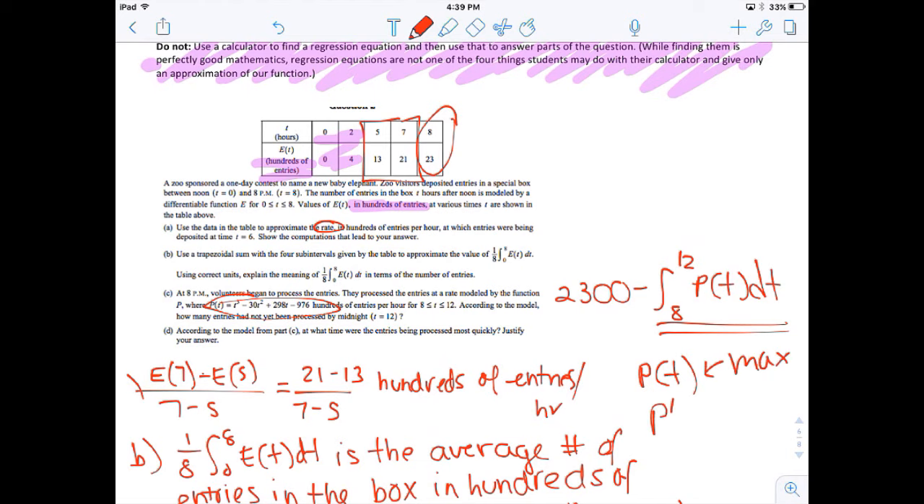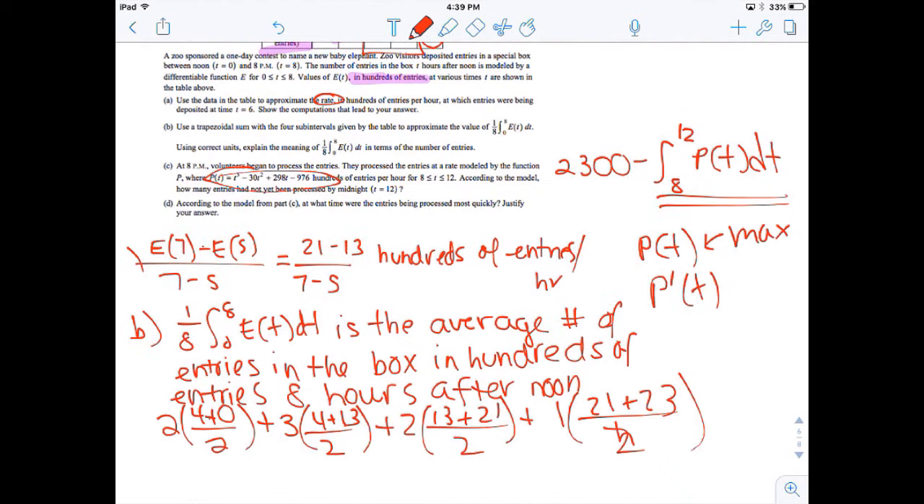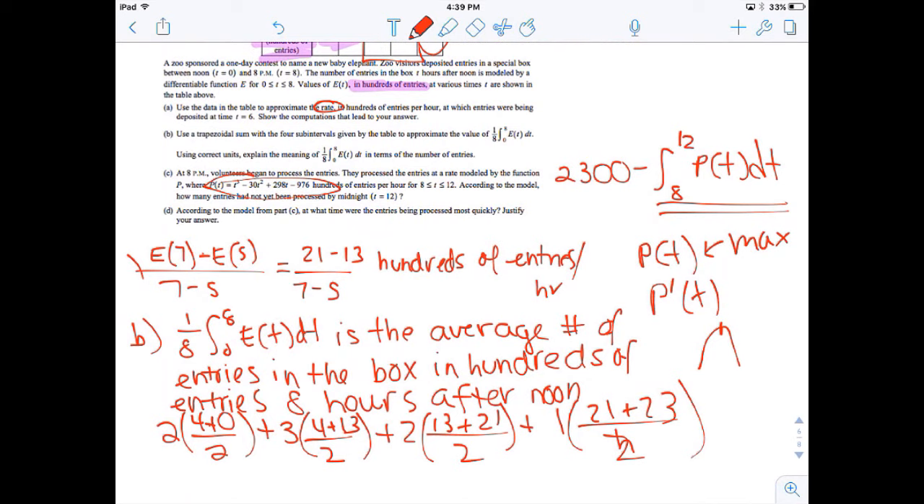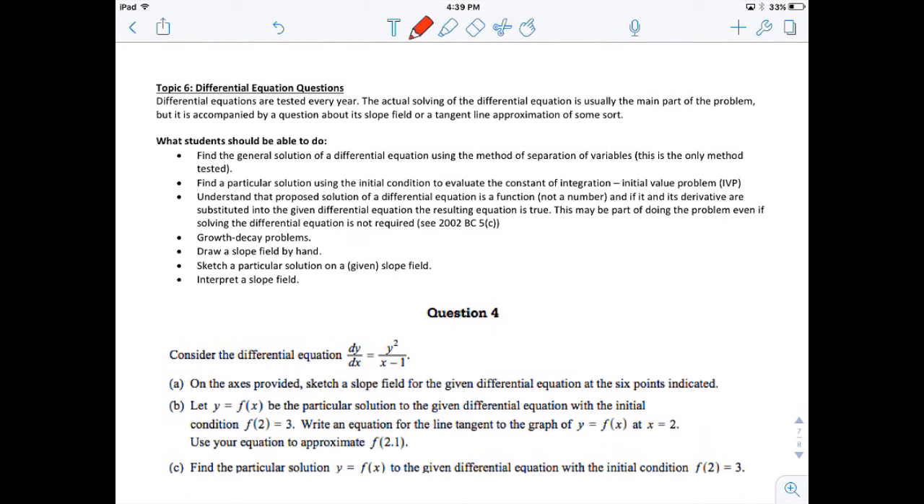Okay. Last type, unless you guys can send me some questions, and I've been drilling you on this type of question because we've had some really tough ones. So we are looking at differential equations. Differential equations are tested every year. It's not always the actual solving, although typically it is, but it's normally accompanied by a slope field, a tangent line approximation, something. So let's look at things that could be asked.